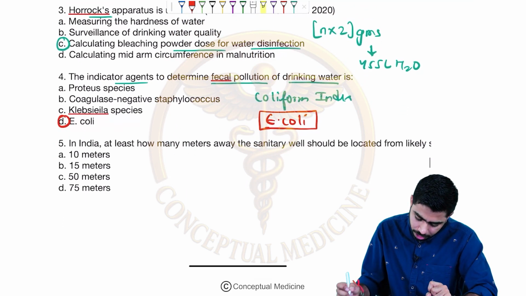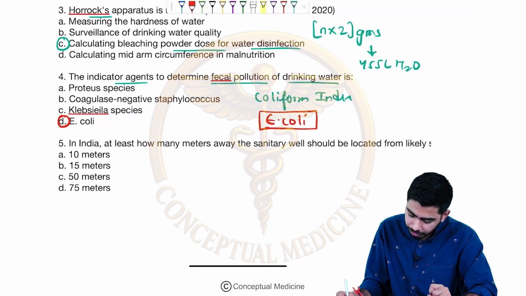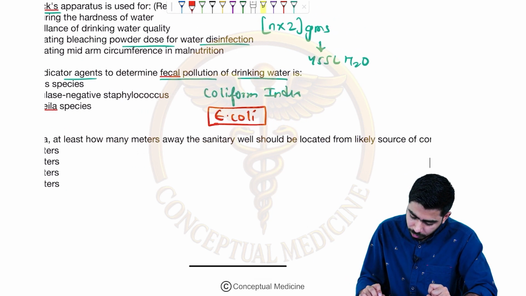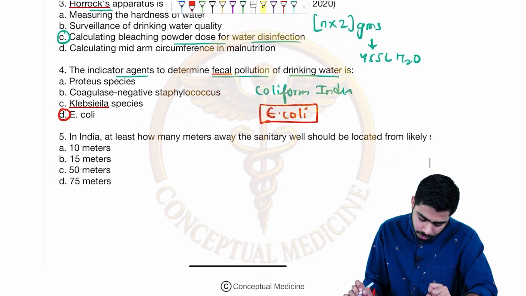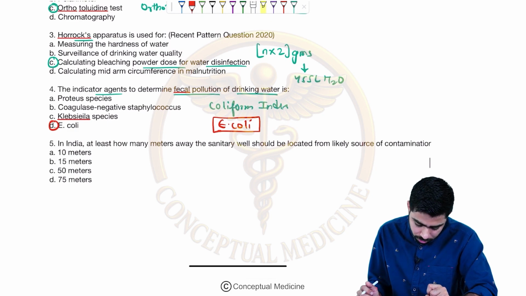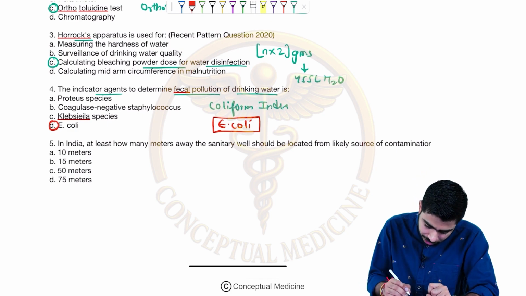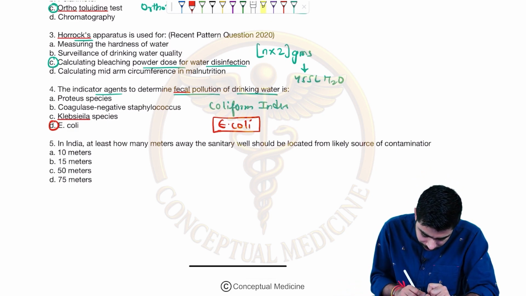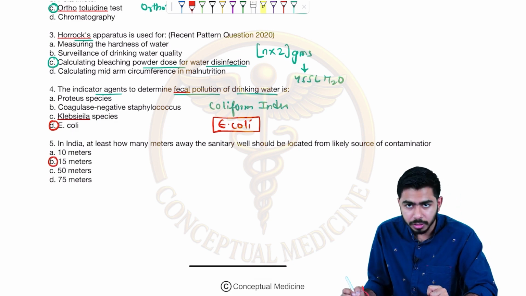Then in India, at least how many meters away should the sanitary well be located from the likely source of contamination? So guys, in India they are talking about the distance, and over here at least 15 meters should be there, right?